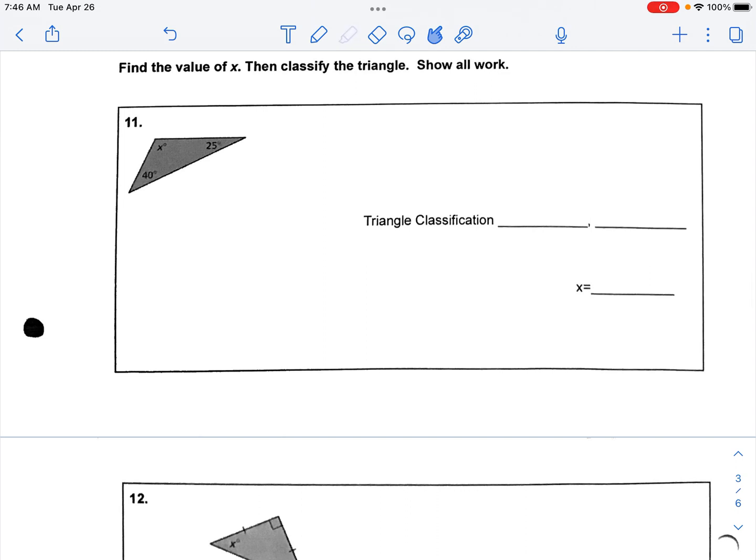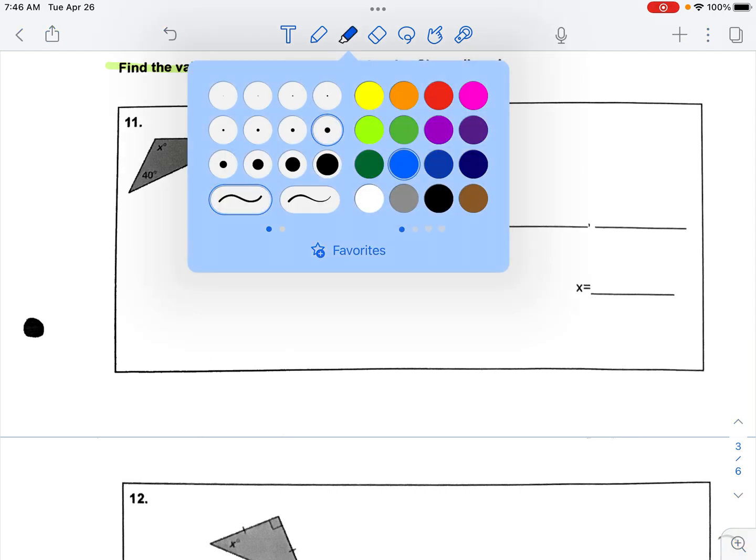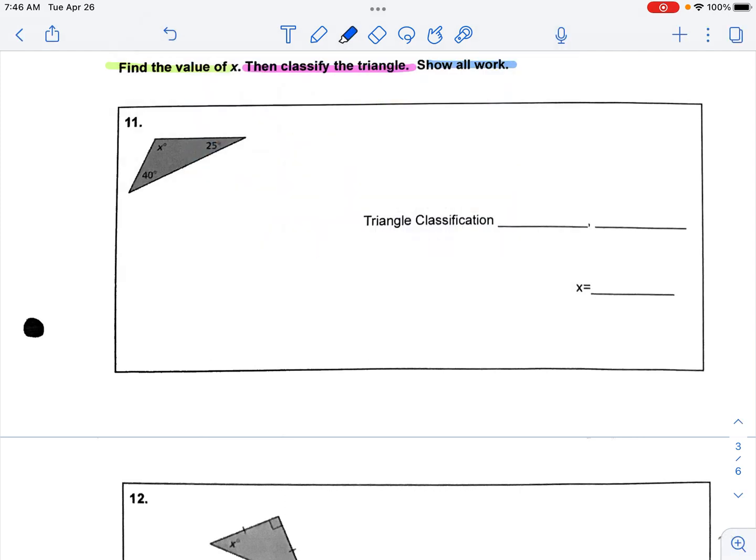So find the value of x, then classify the triangle, and show all work. So notice that there are 2 lines for triangle classification. So first we're going to classify the triangle based upon the angle measures. So I can clearly see that this angle up here is going to be obtuse. So this is going to have to be an obtuse triangle.